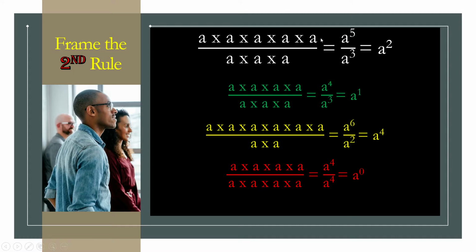This is the second situation displayed on your screen. 5 a's are multiplied in the numerator and 3 a's are there in the denominator. They can be represented like this: a raised to the power 5 upon a raised to the power 3, which in turn, when you cancel the numerator by the denominator, you will get a raised to the power 2. And this is the focus of the question.